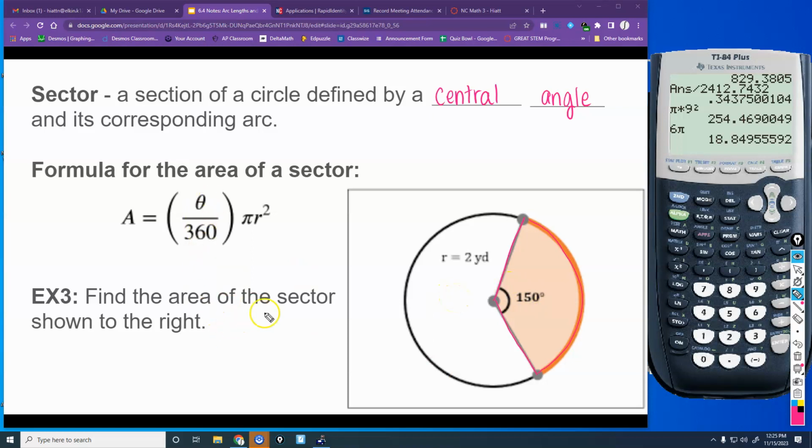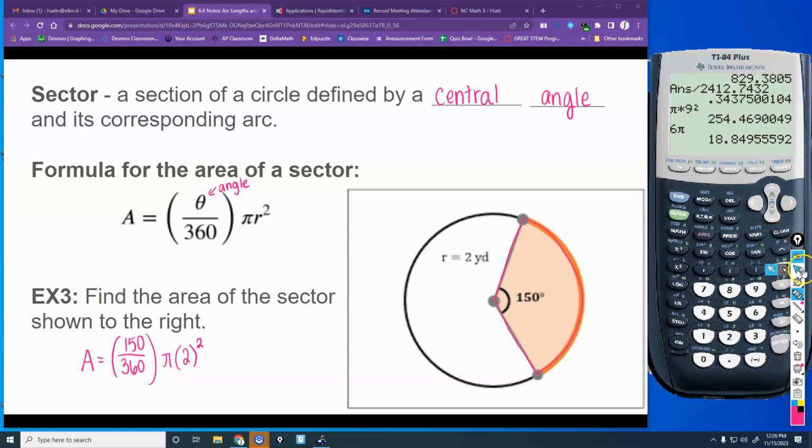So if I'm finding the area of a sector for this, I would say that the area equals 150, because that's my angle right here, over 360. So that theta right there is your angle. Times pi times the radius squared. It's basically just telling you what fraction of the circle you have here. You have 150 out of 360 possible degrees there.